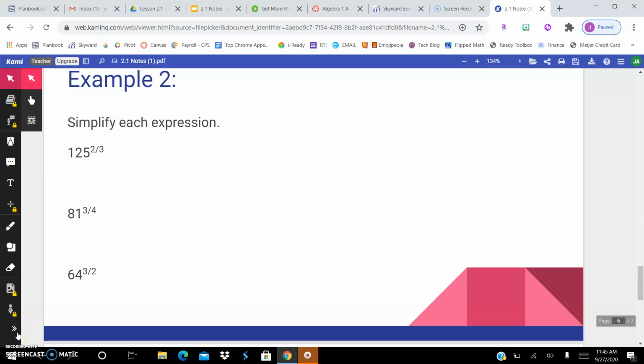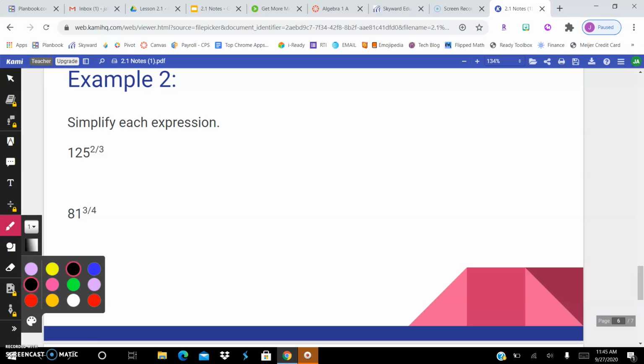So now we're going to look at some problems where the numerator of our fractional exponent is not 1. Like I said before, we are still going to use the denominator as our root. The denominator of 125 to the 2/3 power is 3, so we're going to do a cube root of 125. And then once I find that, the numerator is our exponent. We're going to have to square that.